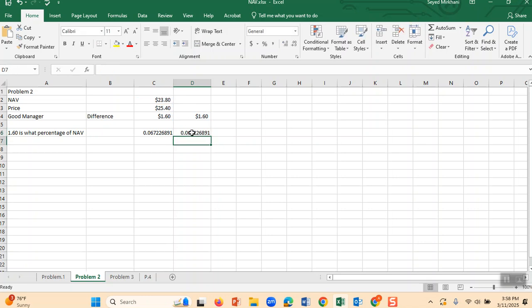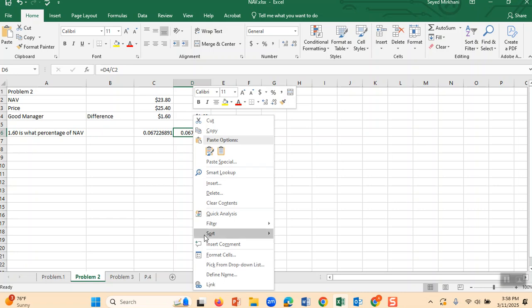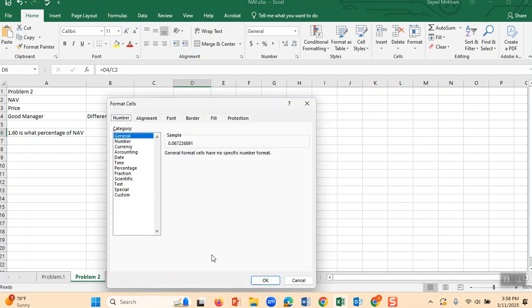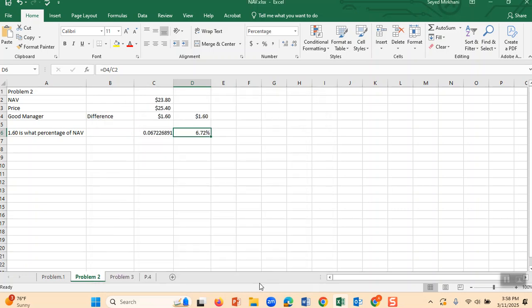Do you know that this is now like this? I know that this is 6.7%. I can convert it into percentage. I right click on it. I click format cell, and I say I want to convert it to percentage with 2 decimal points. Do you see 6.72%? Therefore, I used Excel. Okay, this is problem number 2.